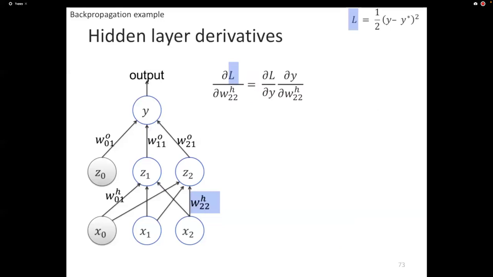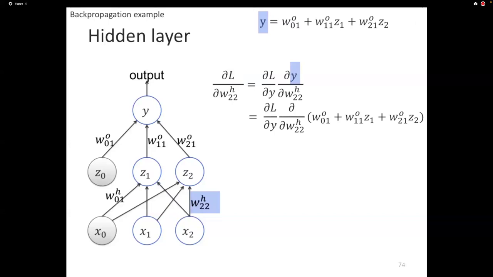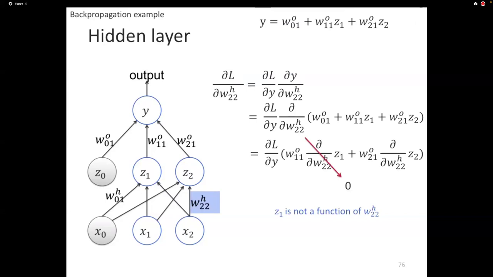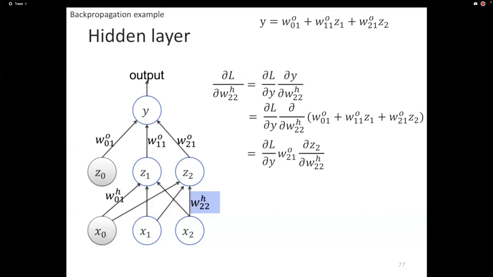So the partial derivative of L with respect to W22 is simply the derivative of L with respect to Y times the derivative of Y with respect to W22. But Y is simply, and I'm skipping steps here, that function there. I'm just plugging it in because I got bored of writing it. So I can take the partial derivatives this way. I can expand it out. Z1 is not a function of W22, so that just becomes zero, and your backprop will add the number zero there. So we are left with that.